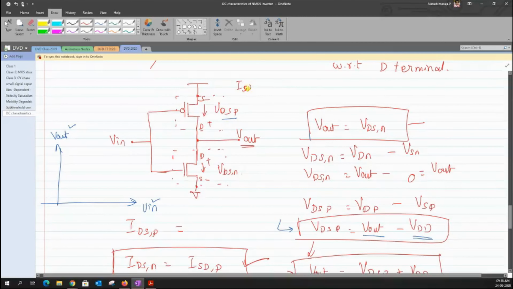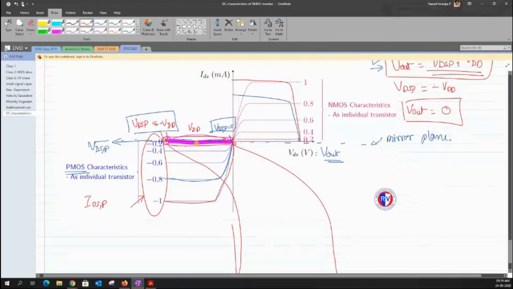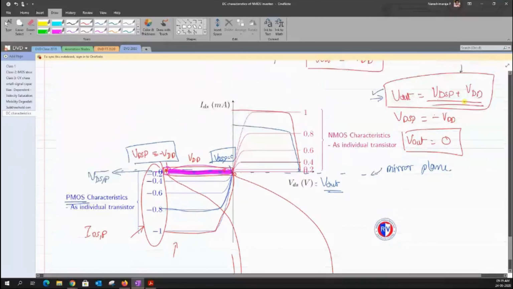It doesn't matter what notation you use. The one thing that we have to observe is that the current is flowing from source to drain, and the same current flows from drain to source for the NMOS. So both the currents have to be equal. As I said, each and every point has been shifted here and translated towards the first quadrant. All of these points can be translated to our first quadrant just by making use of this equation.